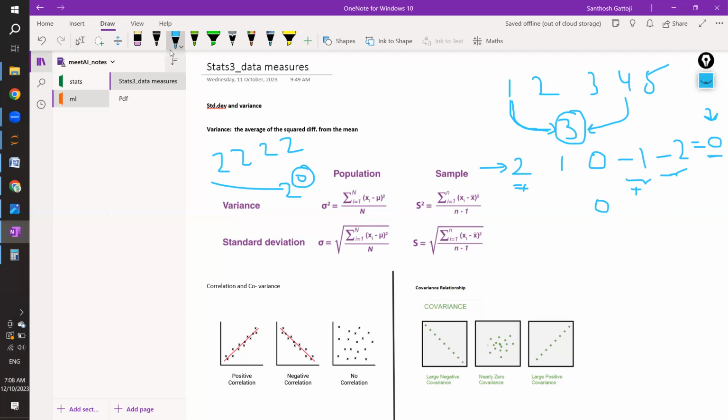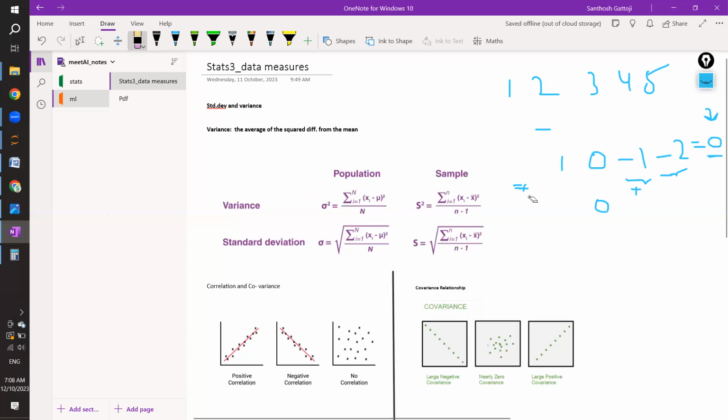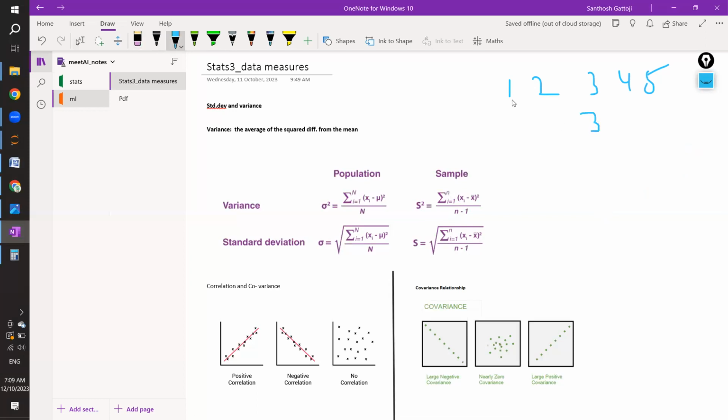So to avoid this, what we are going to do is take the square of these distances, so that every time it is positive only. Agree? That means if the mean is 3, then 3 minus 1 is 2, 2 squared, plus 3 minus 2 is 1, 1 squared, plus 3 minus 3 is 0 squared, plus 3 minus 4 is minus 1, but minus 1 squared, plus 3 minus 5 is minus 2, but minus 2 squared.